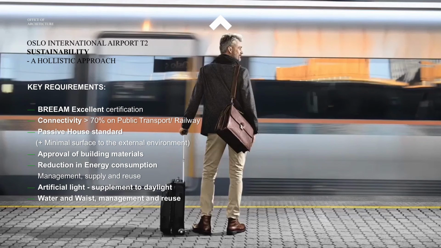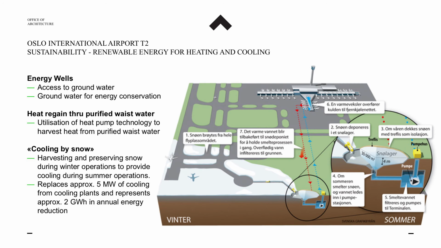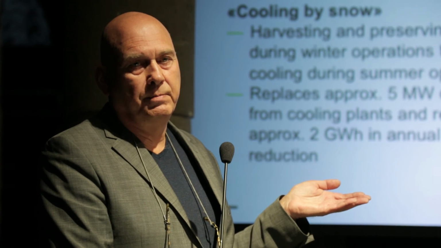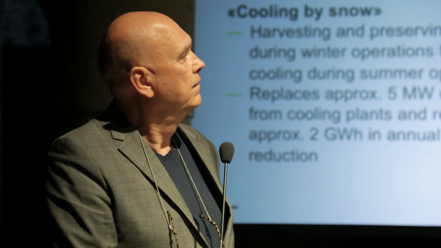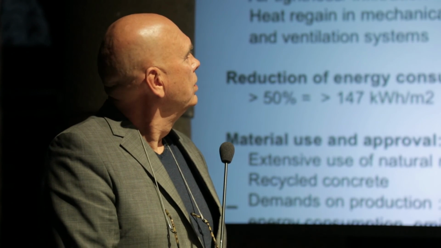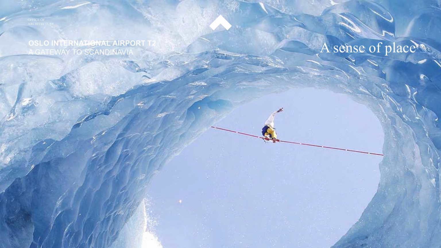We had a lot of sustainability requirements, but I'll just jump to one conclusion that is really interesting for you. What we do is that we cool the building by taking all the snow from the runways, putting it in a deposit, putting grained timber on top of it, and we then connect to that during the summer and cool the building. Well, what we achieved for this is BREEAM Excellence, and we achieved all the goals, and then we look at the sense of place, which is Norway.